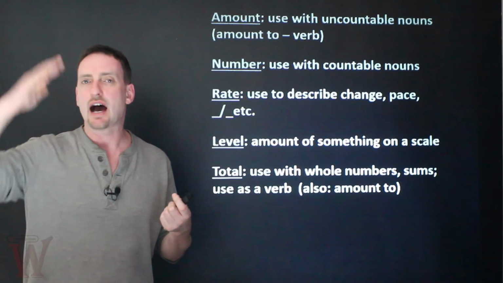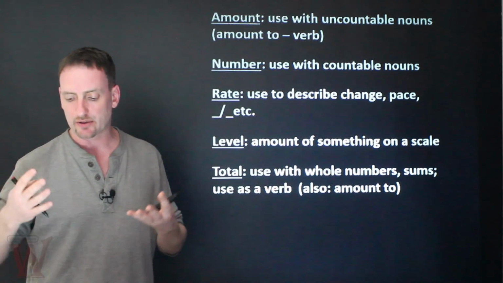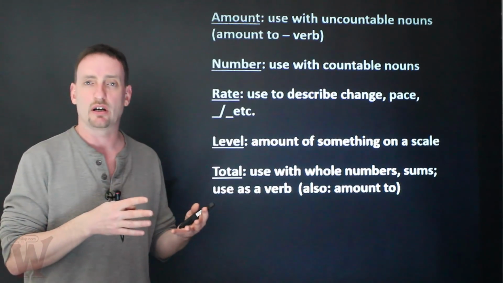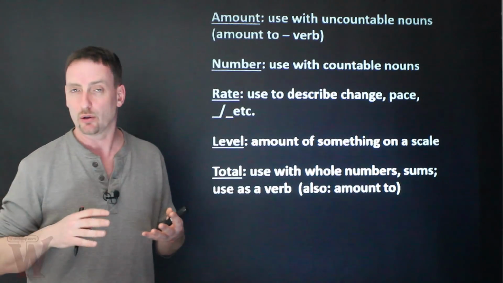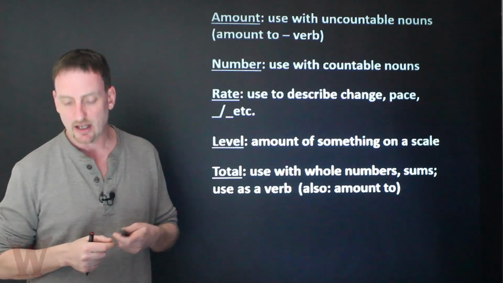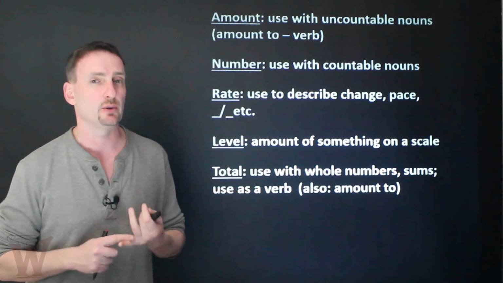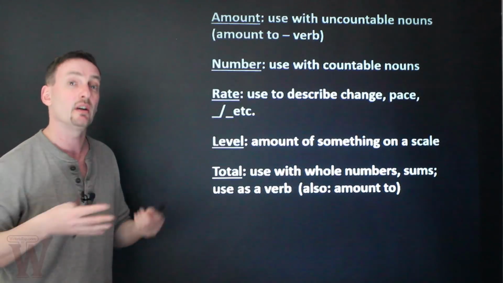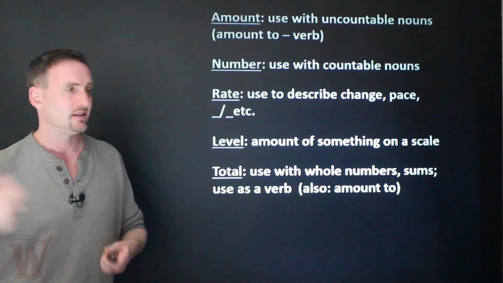Level. Level, high level, low level, we're talking about something on a scale, okay? It's not big or small, it's high or low, if you're talking about levels of things. And use the word total, especially use it as a verb instead of using the be verb. Something and something totaled something else.